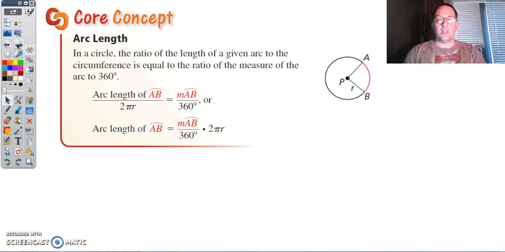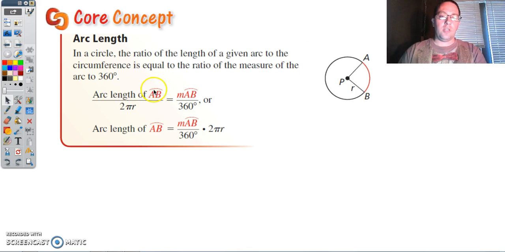Okay, so now let's get into arc length. With arc length, the length of the arc is going to be proportional to the arc measure. So the length of the arc as a ratio of the circumference, this little piece over the whole thing, is equal to the degrees of this little piece to the degrees of the whole thing. Which makes sense, right? If you've got half a circle, it's going to have half as long around it. If you've got a fourth of the circle, it'll be a fourth as long around it.